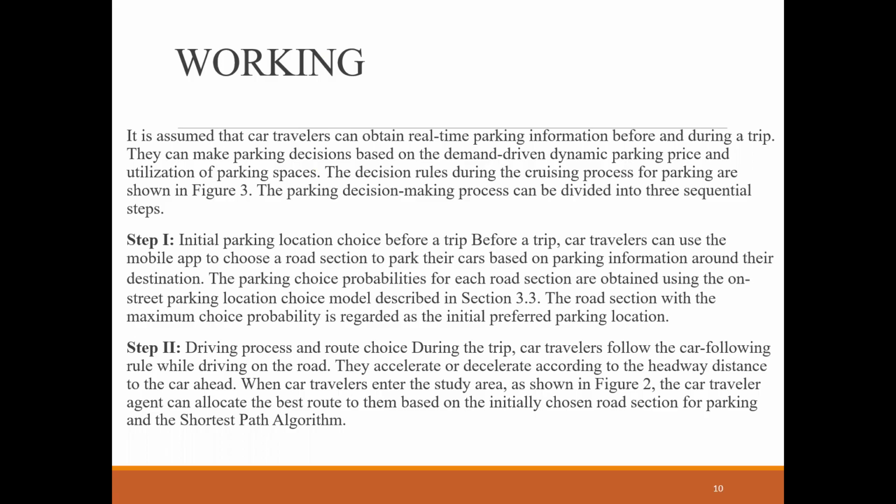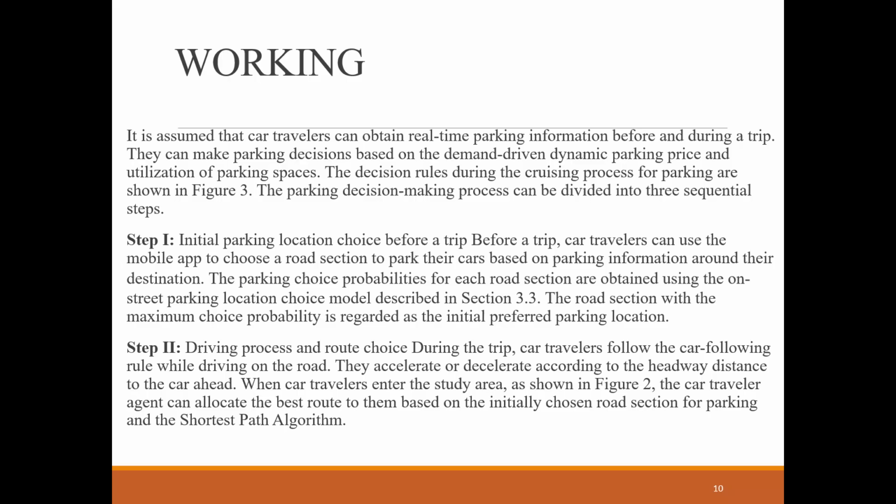The first step is the initial parking location choice before a trip. Before a trip, the car traveler can use the mobile app to choose a road section to park their car based on the parking information around their destination. The parking choice probability for each road section is obtained using the on-street parking location choice model described. The road section with the maximum choice probability is regarded as the initial preferred parking location. Next comes step 2.